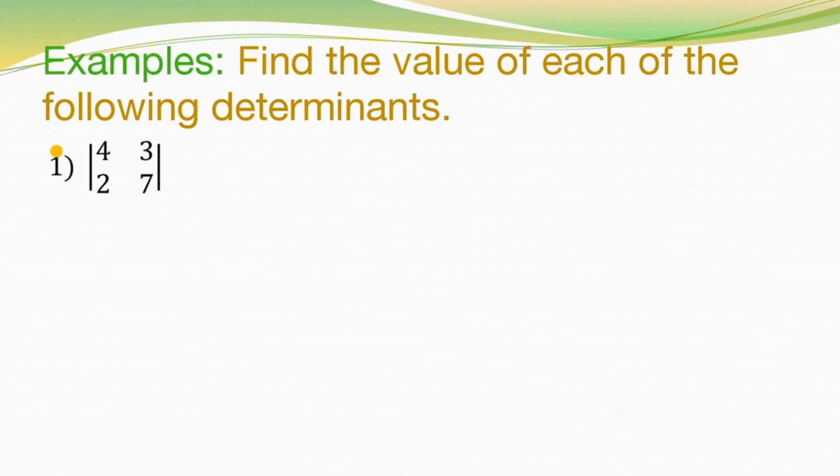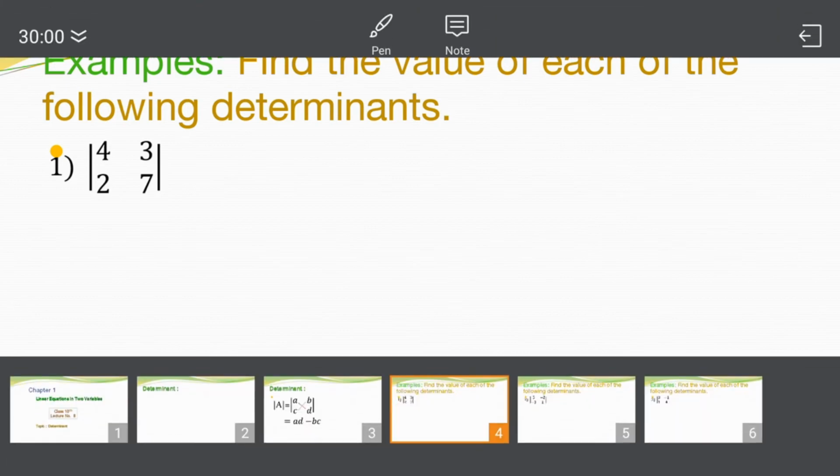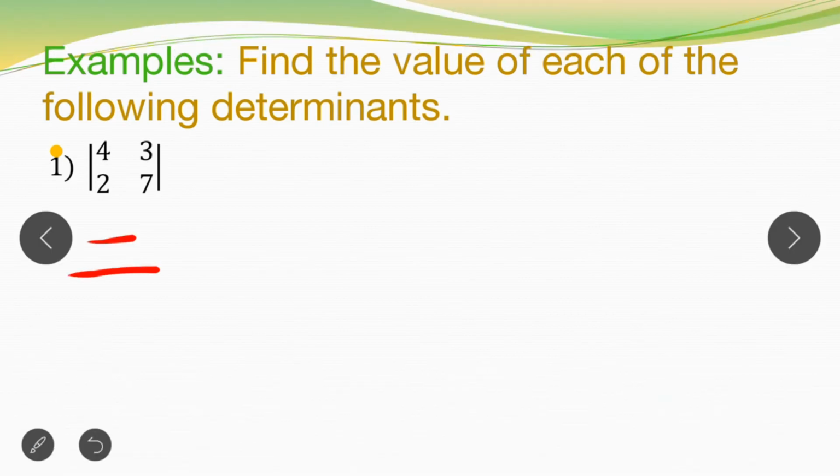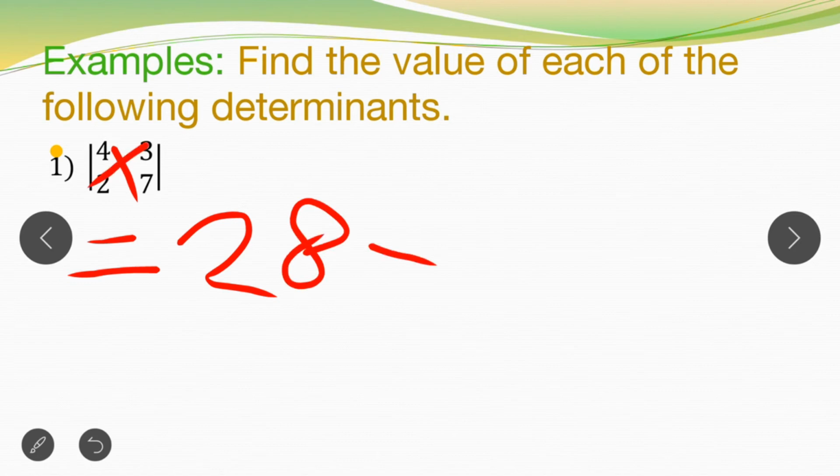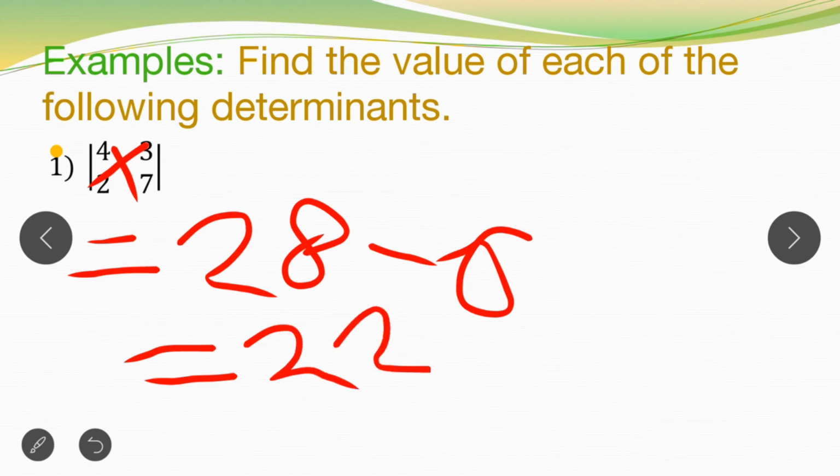Here the first example is find the value of the following determinant. Here the determinant contains the values 4, 3, 2, 7. Now to find the determinant we have to take cross product. So the cross product of 4 into 7 is 28, minus the cross product of 3 into 2, that is 6. So subtracting, 28 minus 6 is 22. So the value of this determinant is 22.